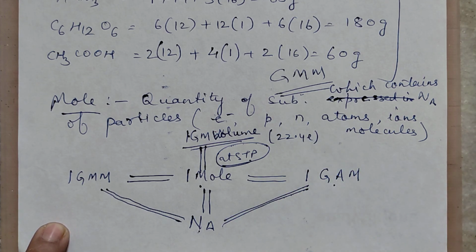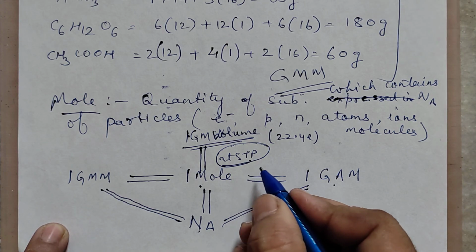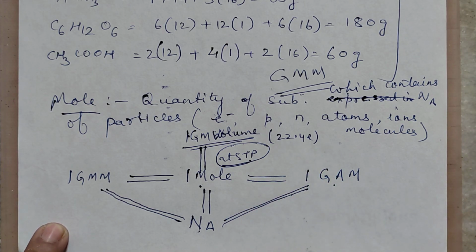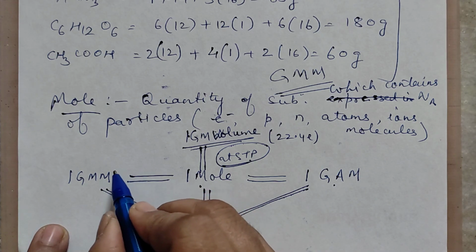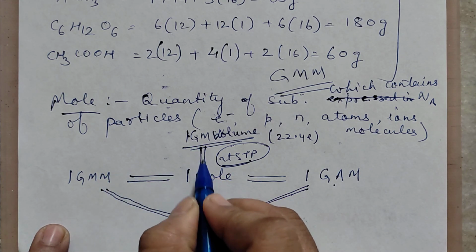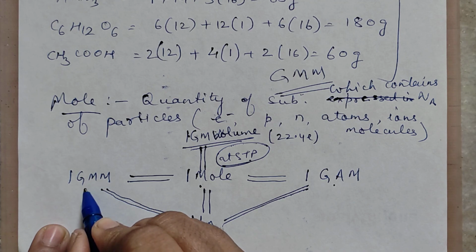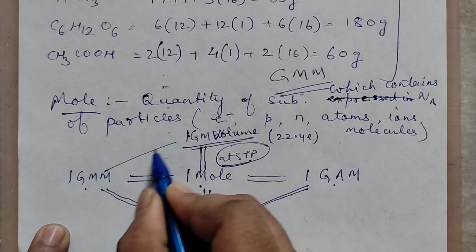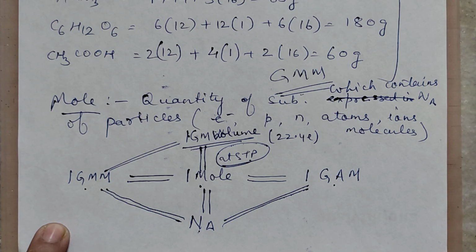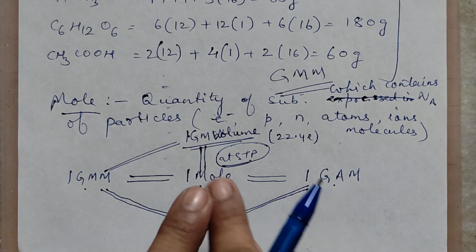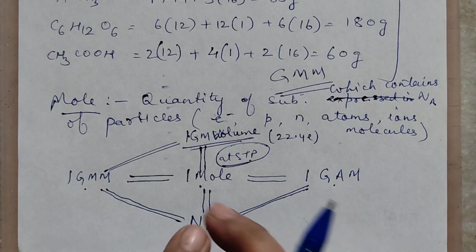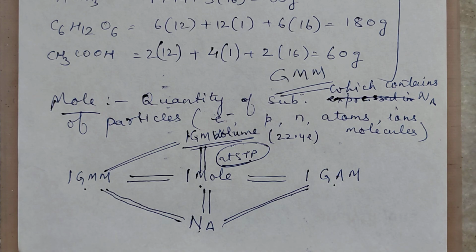That means 1 mole of any gas, 1 mole of oxygen, nitrogen, hydrogen, methane, anything at STP will always occupy 22.4 liters. In a way, we can also say 1 mole is gram molar mass of a gas, and gram molar mass is also 22.4 liters. So this is very, very important. This flow chart is very important for you to understand.